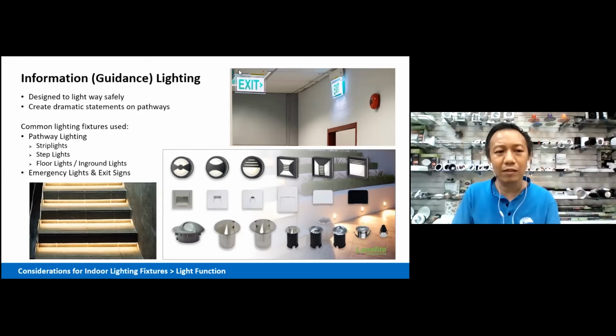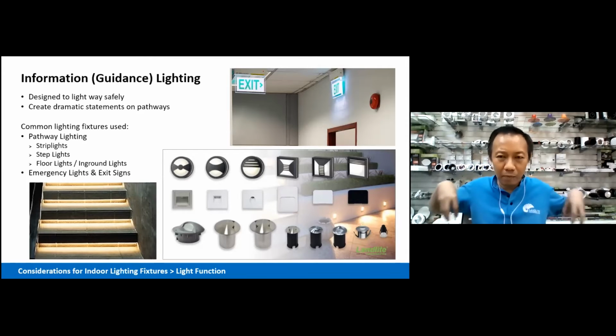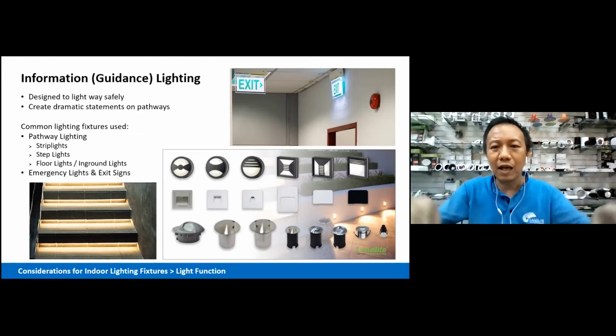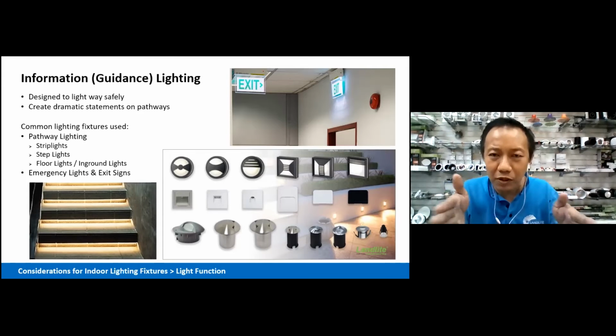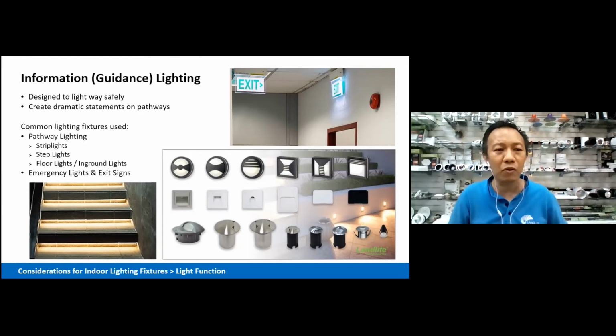Step lights. This one uses strips to guide your steps. Floor lights or in-ground lights are usually arranged in a row to focus on the path, whether indoor or outdoor. And of course, lastly, the emergency light and exit sign, because it provides direction.